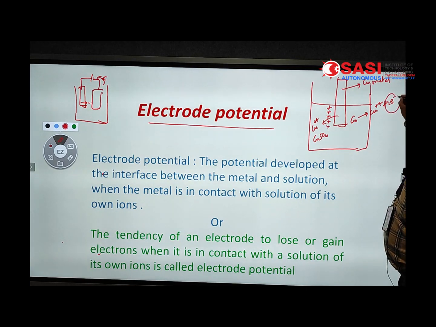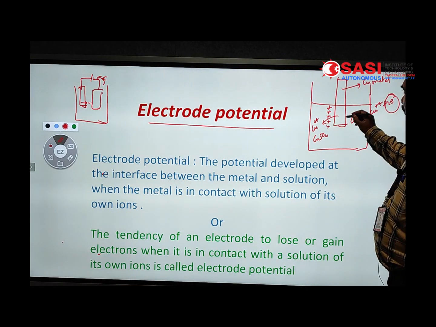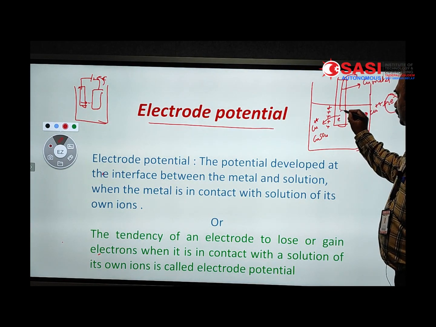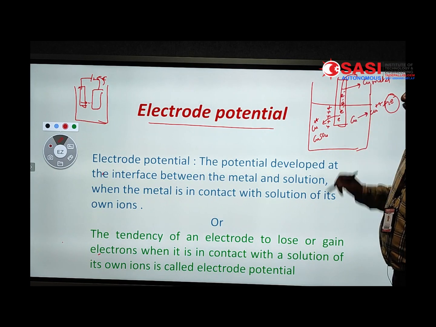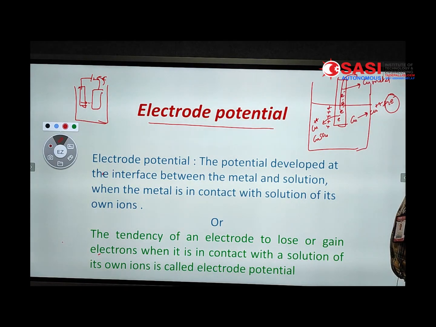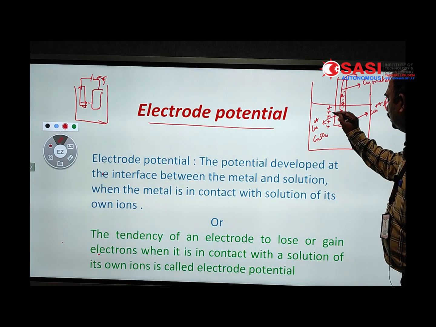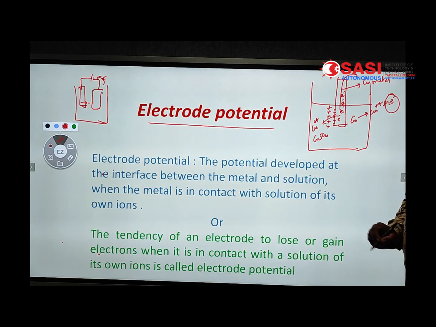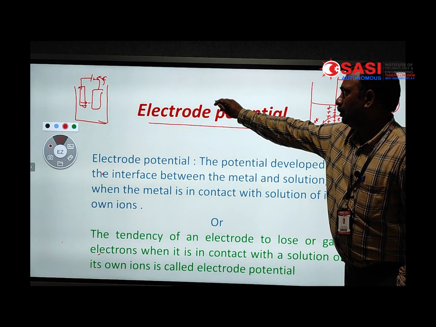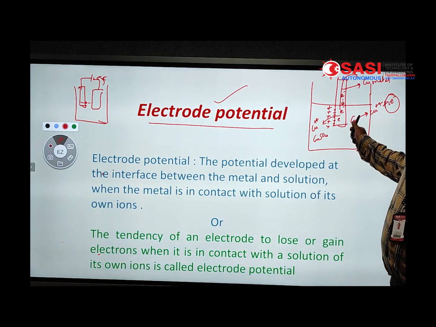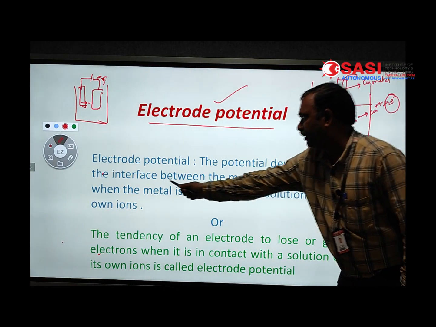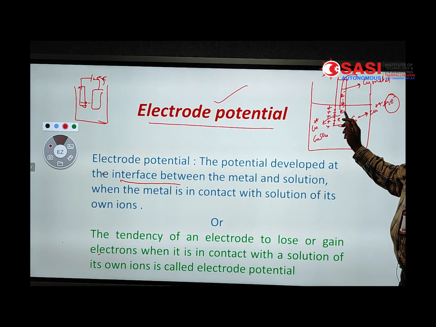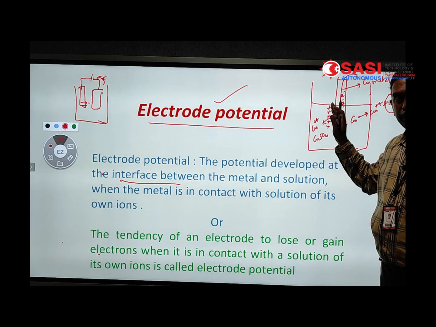At the same time, the liberated electrons go through the metal to the external circuit, which means the electrons are present on the copper metal. So a potential develops between this positive charge and the negative charge present on the electrode. This potential difference is called electrode potential. So now, what is the electrode potential? It is the potential developed at the interface, between the solution and the solid. The place between solution and solid is called the interface.